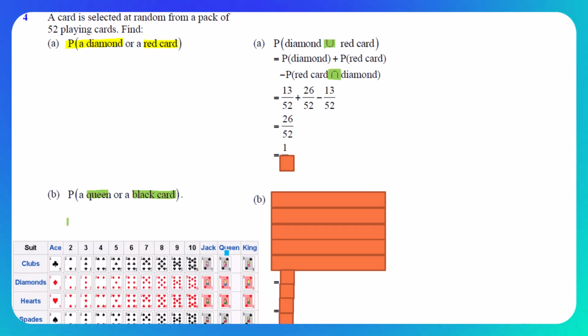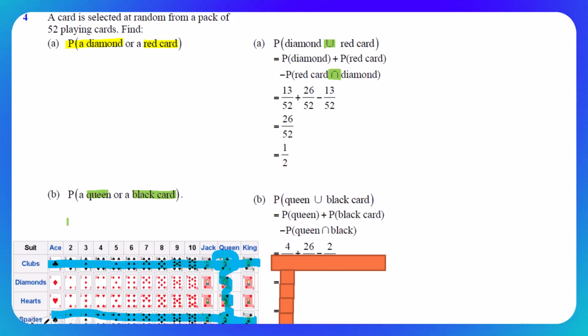All right, our queens are here. So there's 4 of those. And our black cards, we've got 13 on the bottom and 13 on the top. And you can see where I have an overlap of 2 cards right here and right here. So we're going to have to take those 2 out. So 4 plus 26 minus 2 over 52 total cards is 28 over 52. That reduces to 7 over 13.